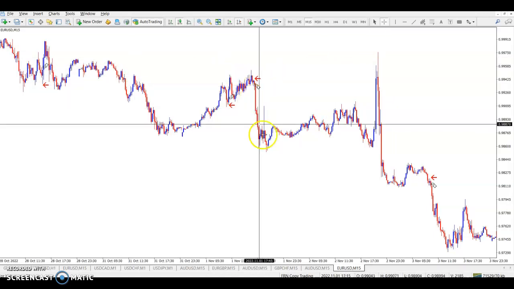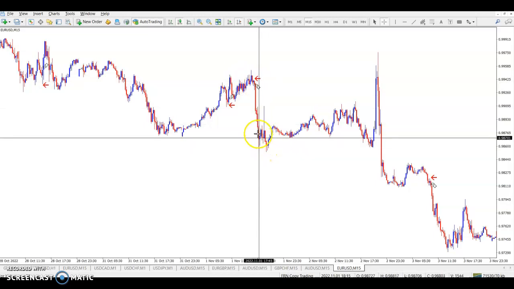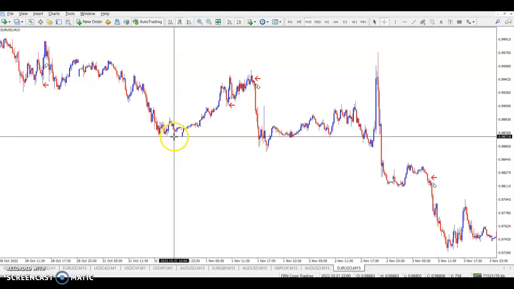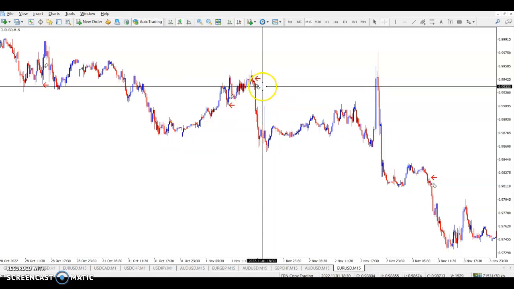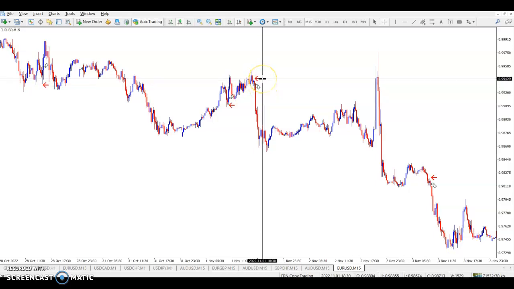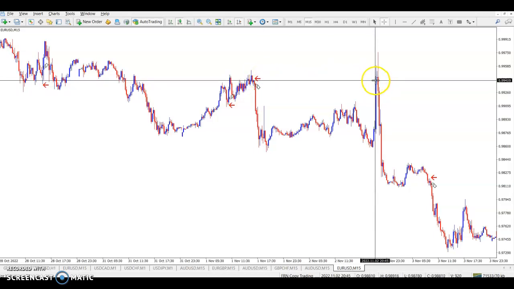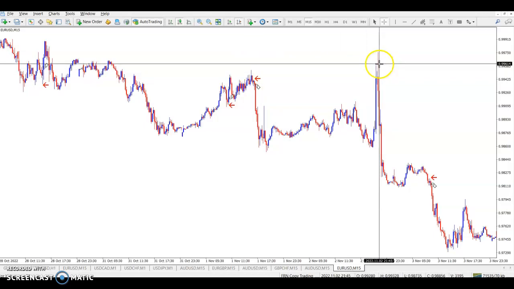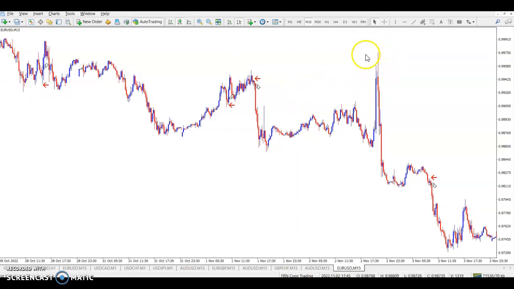So this one here, it did break it. Okay, so you have got a break in structure for this one because it broke this low here. So you've got your sell limit in here, and it depends what you're using for your stop loss. If you used that, it would trigger and go straight through. If you use this, it would trigger and go straight through. But I suspect this was news.